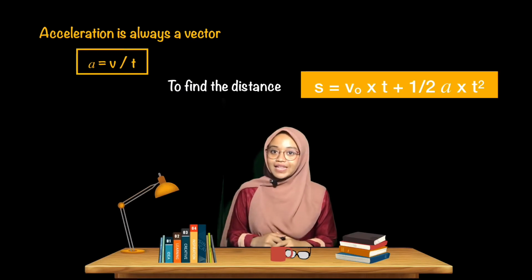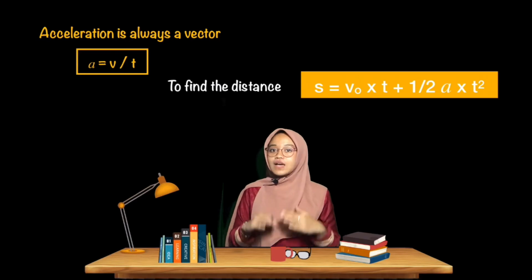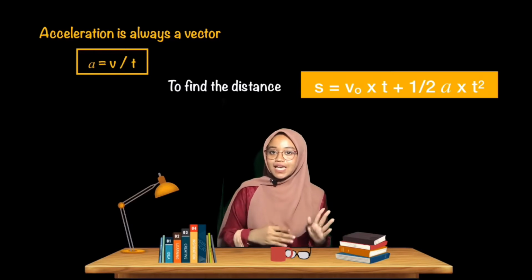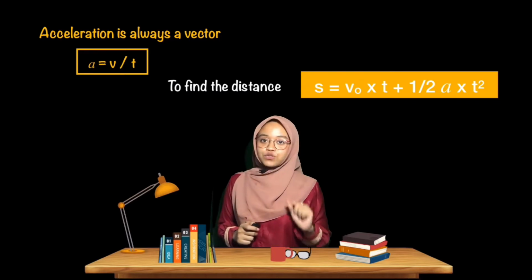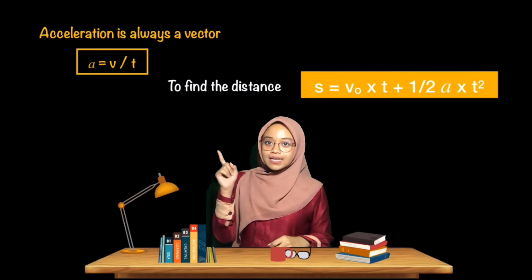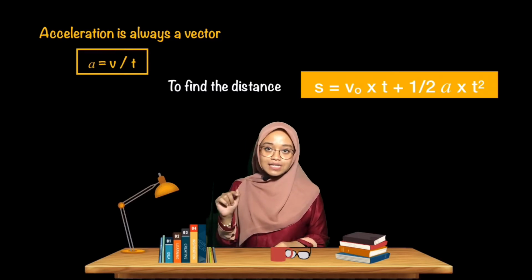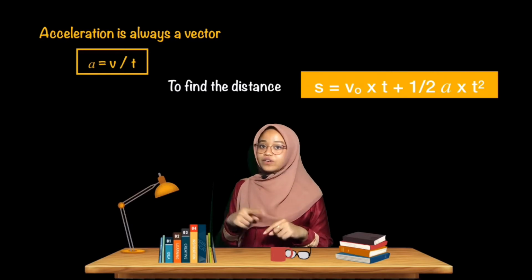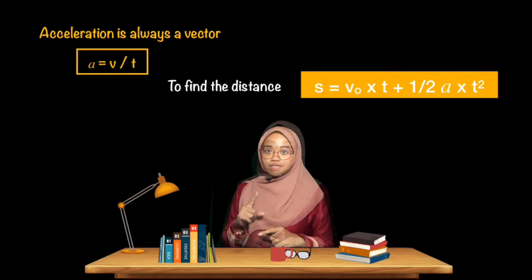Okay, so we can write the acceleration is delta velocity per time. Delta velocity means you subtract the first velocity from the end velocity. And to find the distance with acceleration, we can use S, or distance, equals first velocity times time plus half times acceleration times time squared.